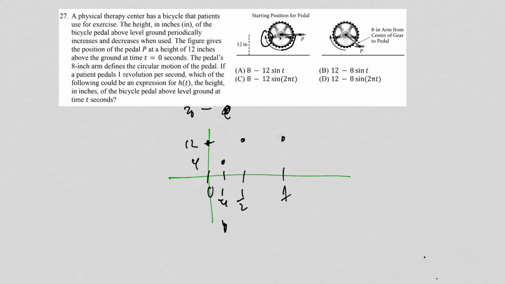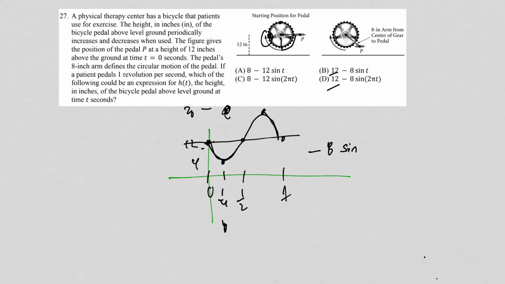And then, so that's a quarter of the way through. And then halfway through, it's back to 12. And 3/4 of the way through, it's at its high point. So it looks like this. So what's this curve? Well, the middle line is 12. That's why there's a 12 here. And it's a sine curve, but it's going down first. So I look at this as -8 sine.